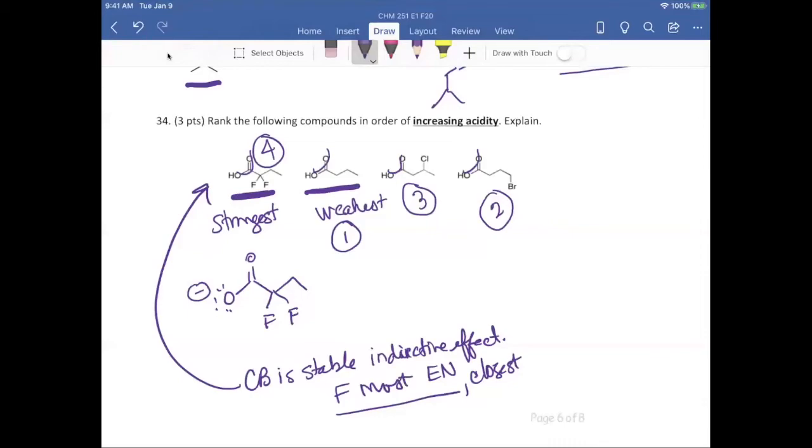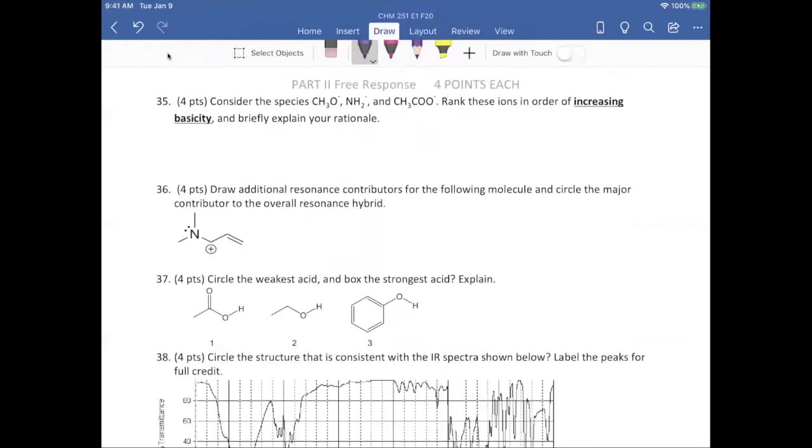So my answer would be, I have ranked these acids in order of increasing acidity. The strongest acid is the strongest because its conjugate base is stabilized by the inductive effect of the 2 fluorine groups being highly electronegative, close to where the conjugate base negative charge is developing. That is followed by the chlorine, which is 2 away and also highly electronegative, then the bromine, which is 3 away, still pretty electronegative, followed by the weakest acid, which has no inductive effect and no stabilizing of the conjugate base inductively. Okay, question number 35 is a little twist.